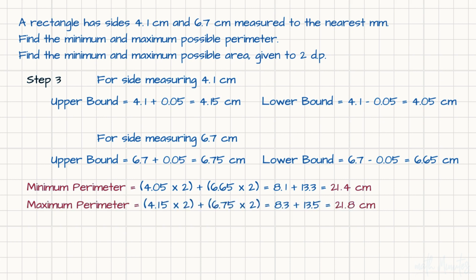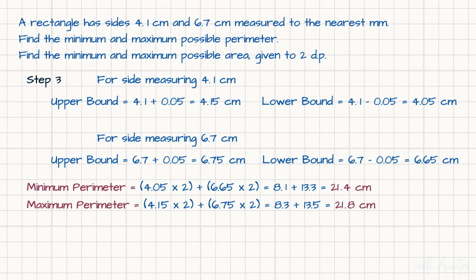Similarly, to find the maximum possible perimeter, we use the highest possible value that the sides of the rectangle can be in our calculation for the perimeter. In other words, we use the upper bounds. 4.15 times 2 plus 6.75 times 2, which equals 21.8 centimeters. Now, let's find the minimum and maximum possible area. As for the perimeter, we use the upper and lower bounds to work this out.